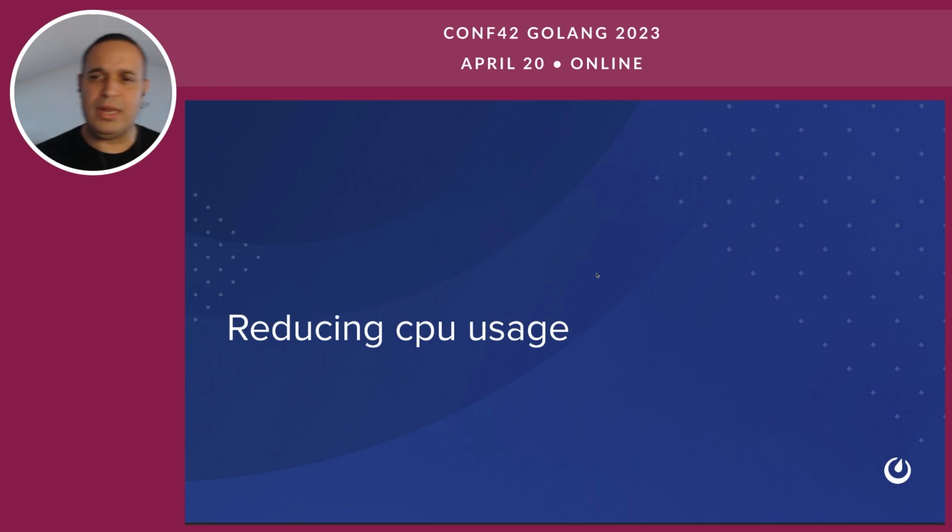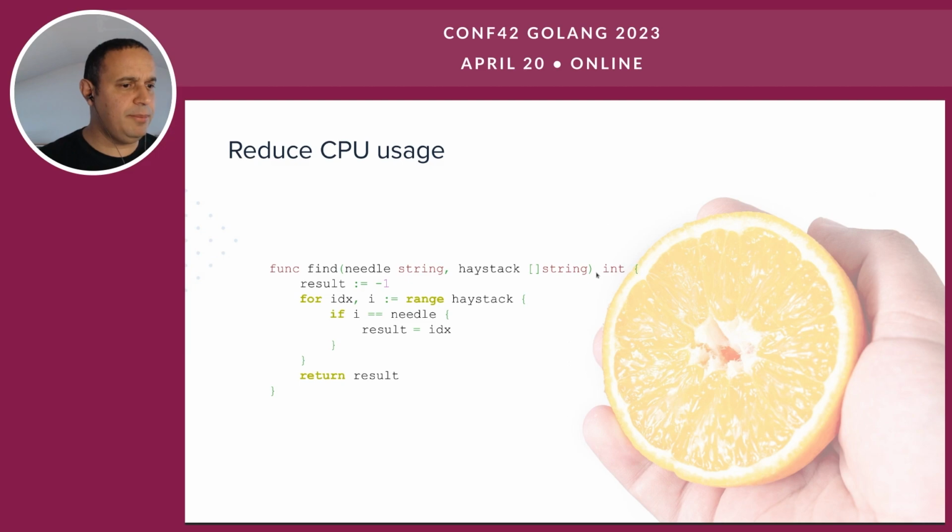So one of the simplest optimizations for reducing the CPU usage is basically doing less. So for example, I have here a find function that takes a needle and a haystack, and basically loops over the haystack, and if it finds the needle, it sets the index as a result and returns the result. This is a very naive approach to do this, but anyway, it's clear that you can optimize this.